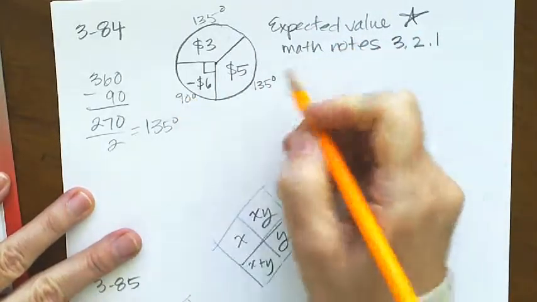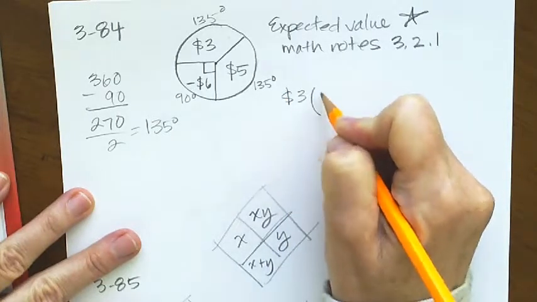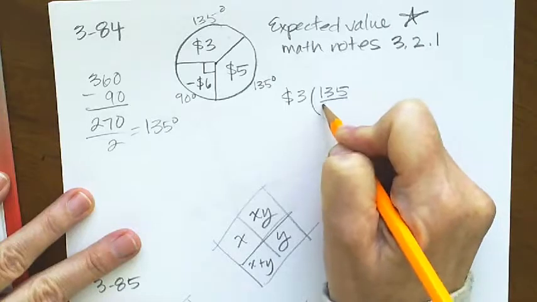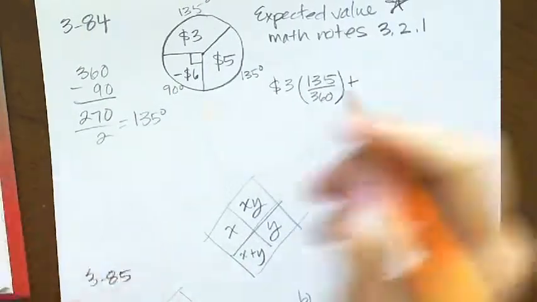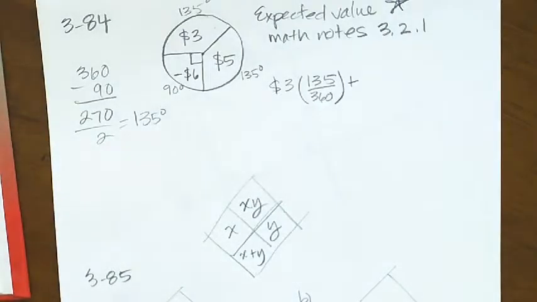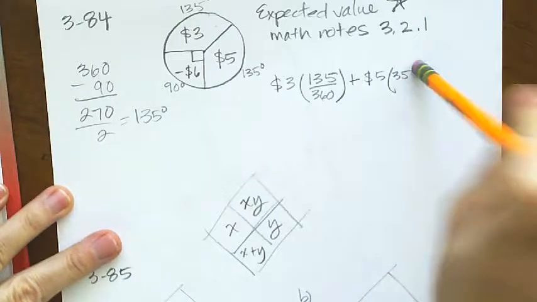This is 90 degrees. So I'm just going to multiply $3 times 5 over 360. And then I'm going to add $5 times 135. Whoops.